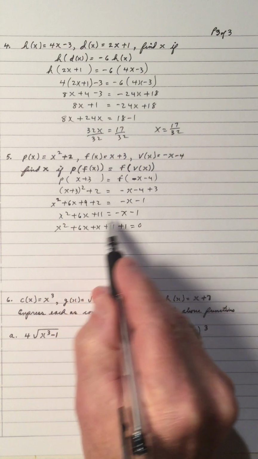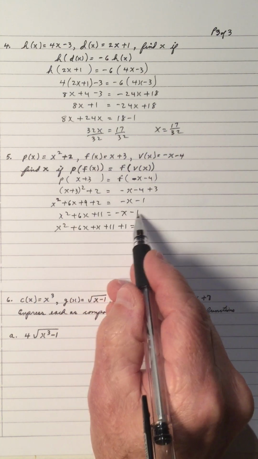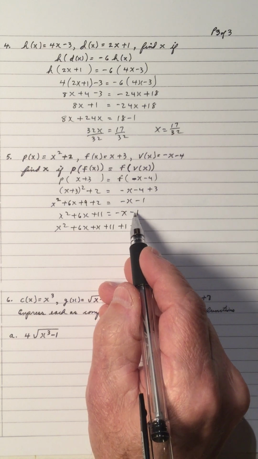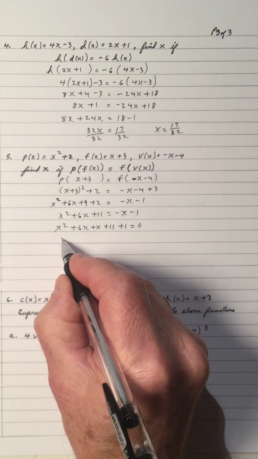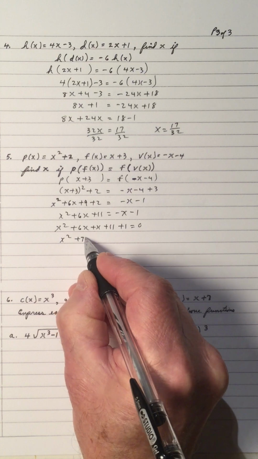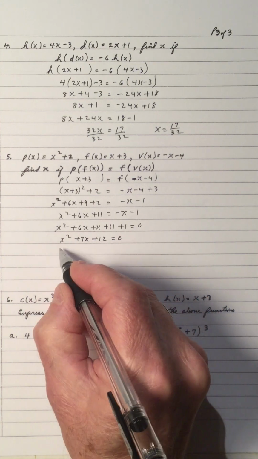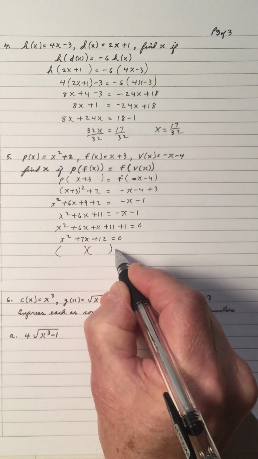So the 6x stayed, negative x moved over to become a plus, the negative 1 moved over to the left to become a plus. So x squared plus 7x plus 12 equals 0. Again, a quadratic. Let's see if we can factor.